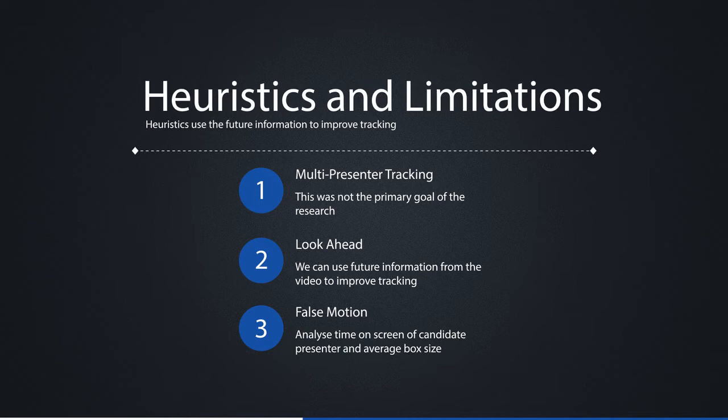Such problems include motion on the projector screens, moving the writing board, and other motion that is mistaken for the presenter. Lack of motion when a presenter is stationary is another problem. However, many of these problems are avoided by the heuristics, which analyze factors such as average presenter size, time on screen, and positional information as well as reasonable assumptions that are based on typical uses.